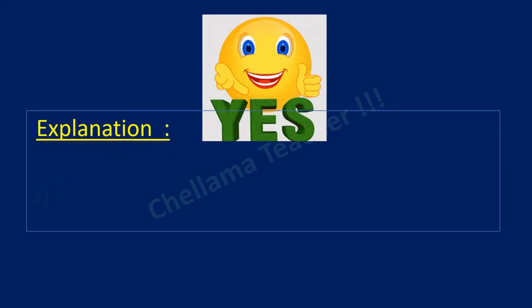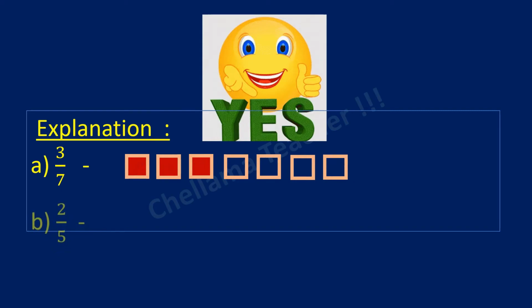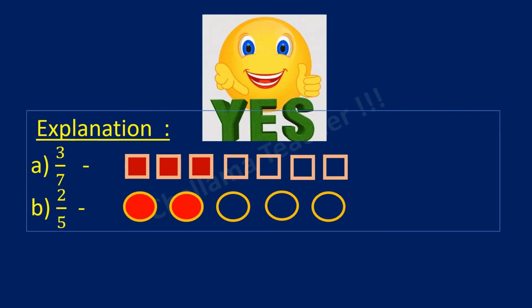Yes, we can color for question A, 3 by 7. So, among the 7 squares, 3 can be colored. For B, among 5 circles, 2 can be colored.